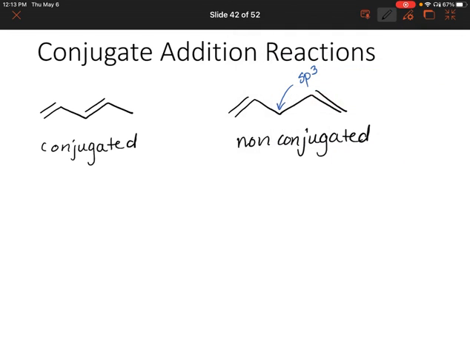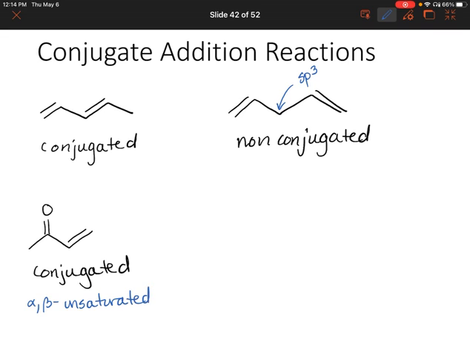Now we can also have non-carbon atoms in our conjugated system. For example, we could have a carbonyl group that's separated from an alkene by one single bond. That would also be a conjugated system. We're really just looking for those pi electrons. Previously we learned that this is also called an alpha-beta unsaturated ketone, and we saw that we can form these alpha-beta unsaturated ketones through aldol condensation.